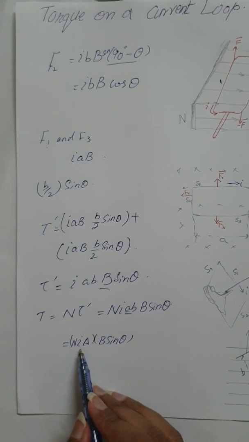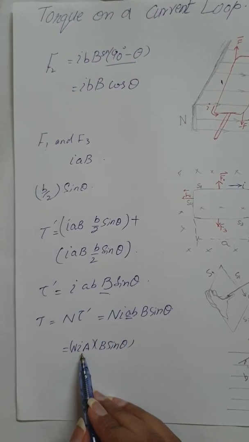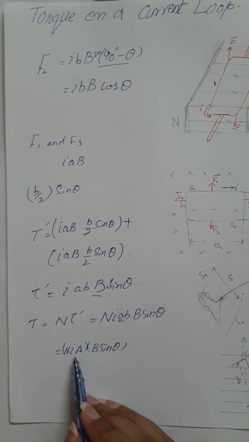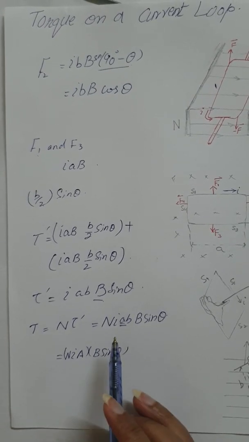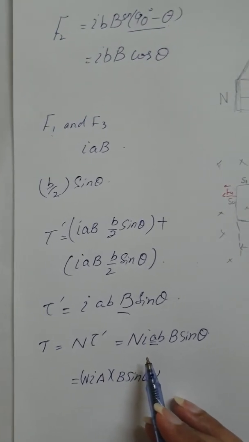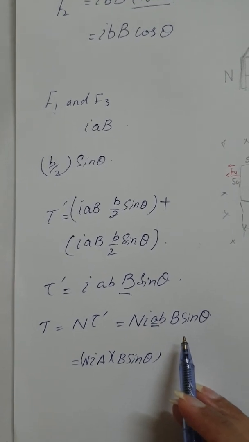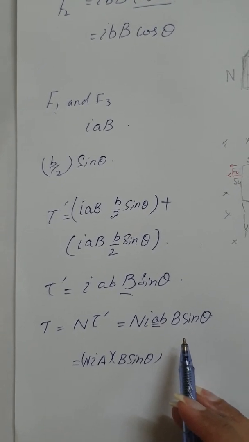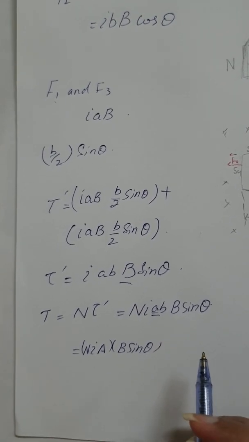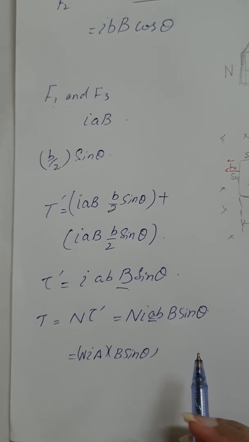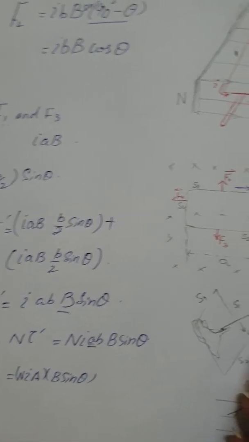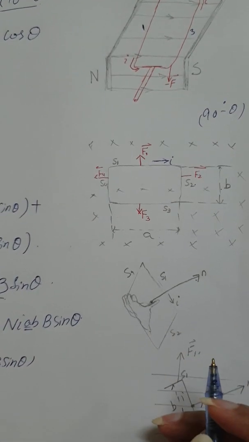So N, I, A are all properties of the coil: its number of turns, its area, and the current I it carries. And this equation holds for all flat coils, no matter what their shape, provided the magnetic field is uniform. And instead of focusing on the motion of the coil, it is simple to keep track of the vector n, which is normal to the plane of the coil.